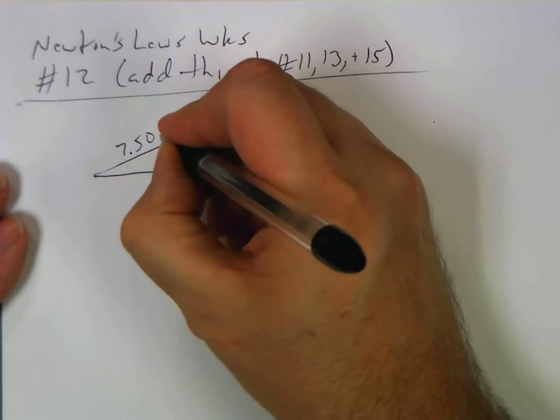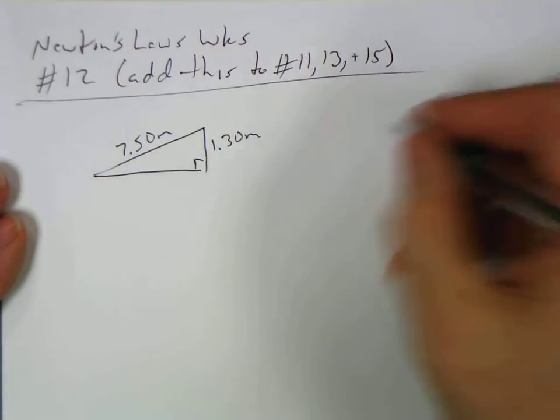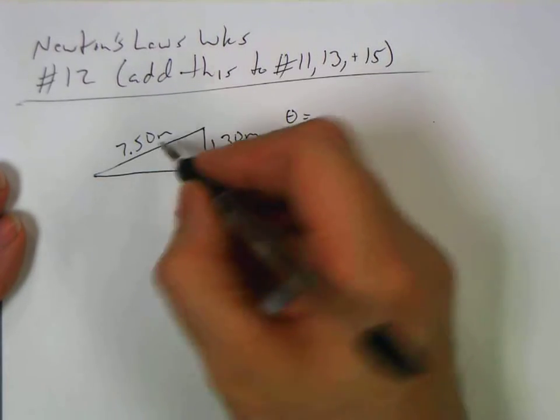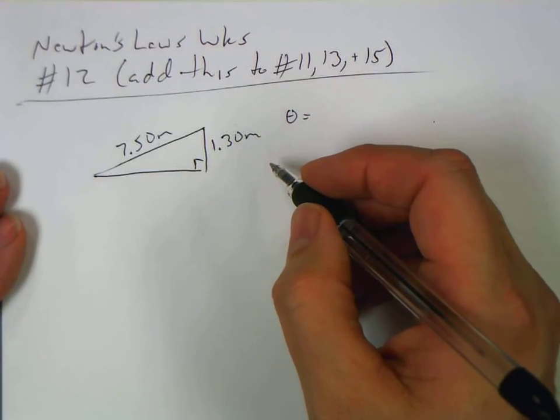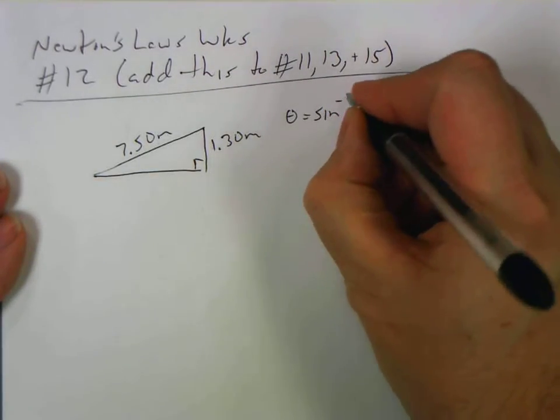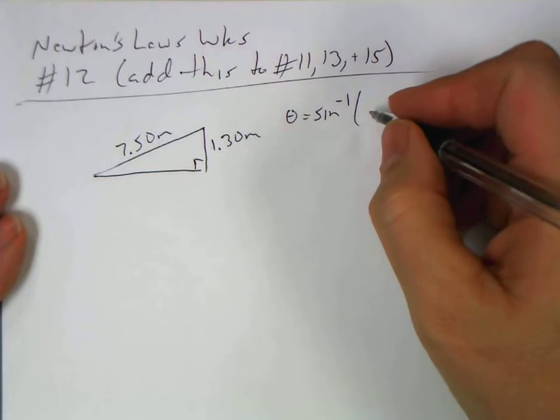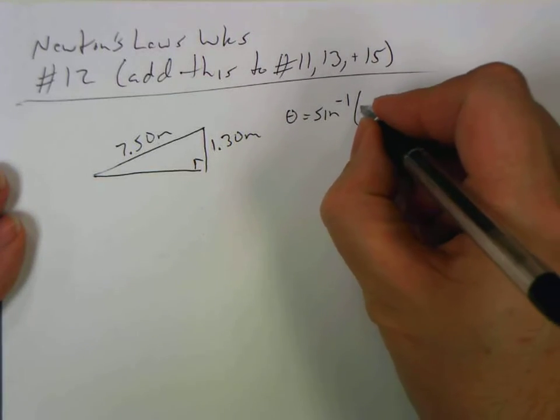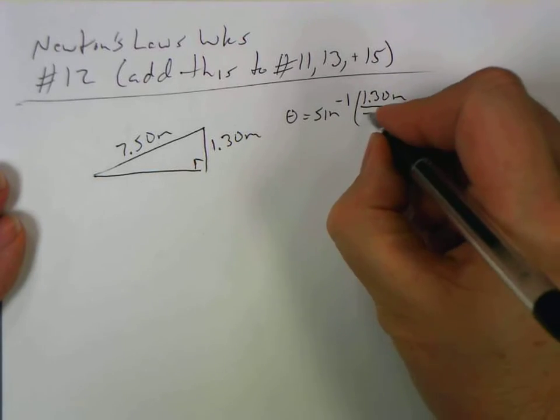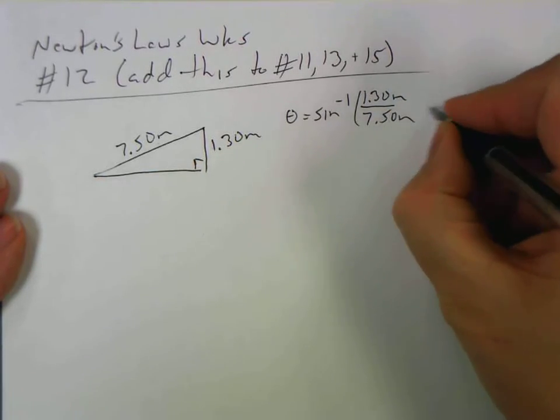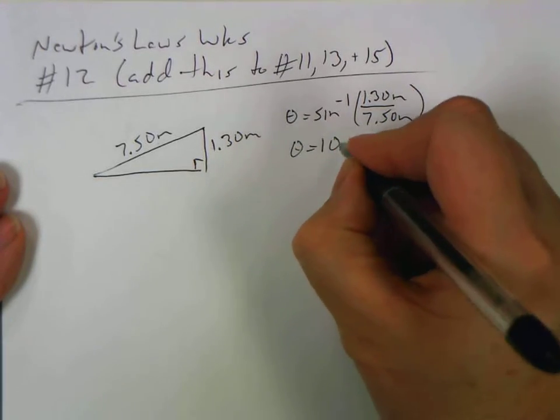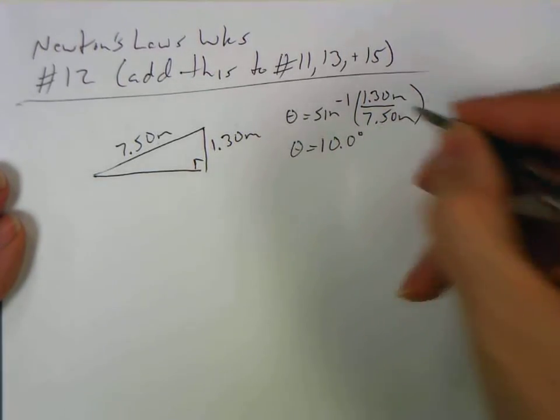So 7.50 meters is the hypotenuse, and therefore our angle is opposite the 1.3 meter side. So, SOH CAH TOA, that's going to be sine. So the angle is equal to the inverse sine of the opposite side, 1.30 meters, over the hypotenuse, 7.50 meters. And that works out to be, when rounded off, 10.0 degrees.